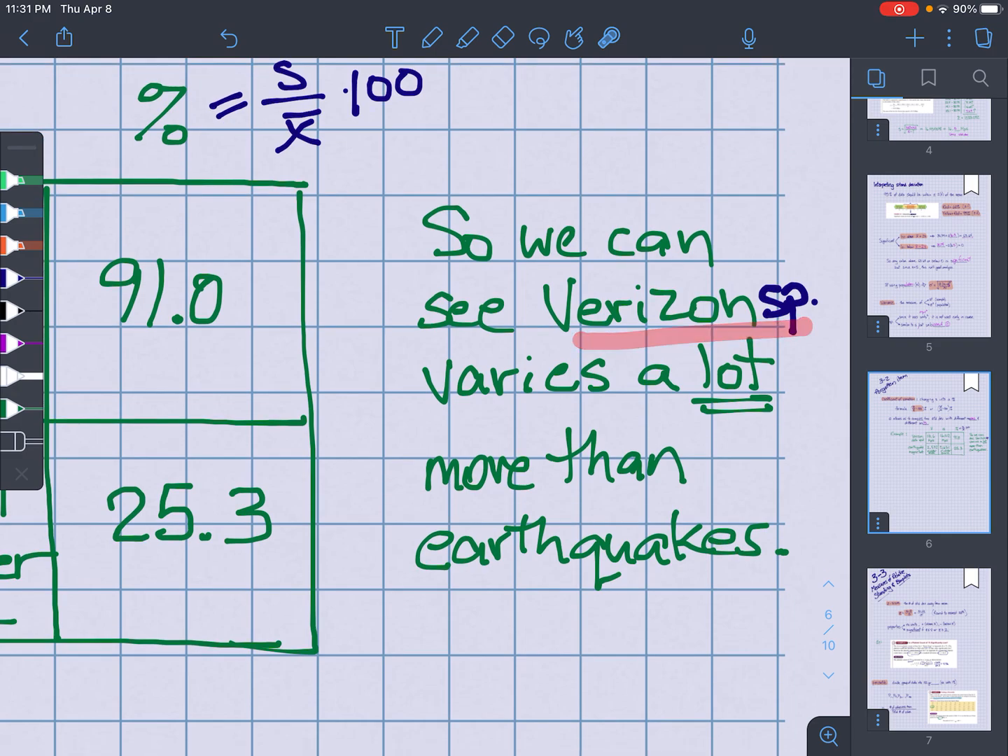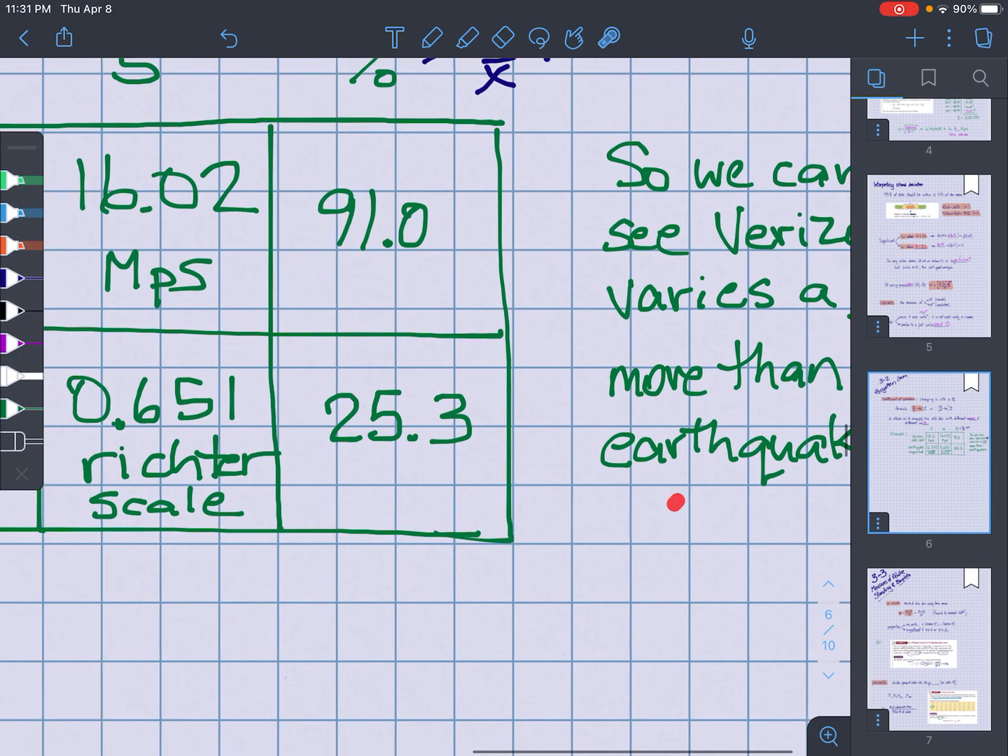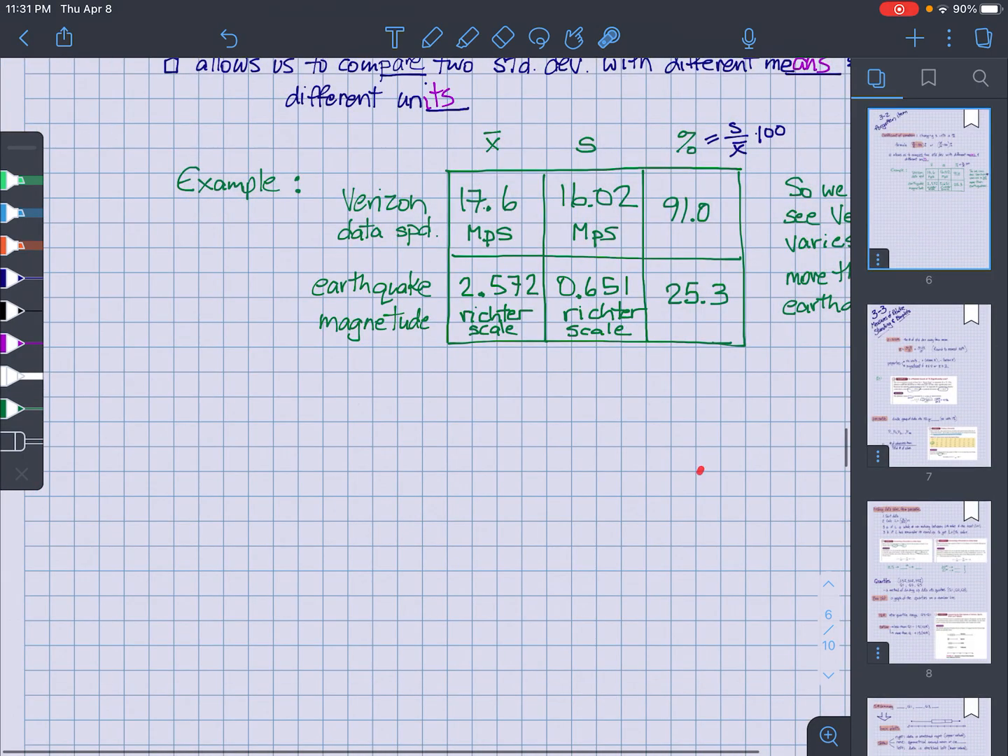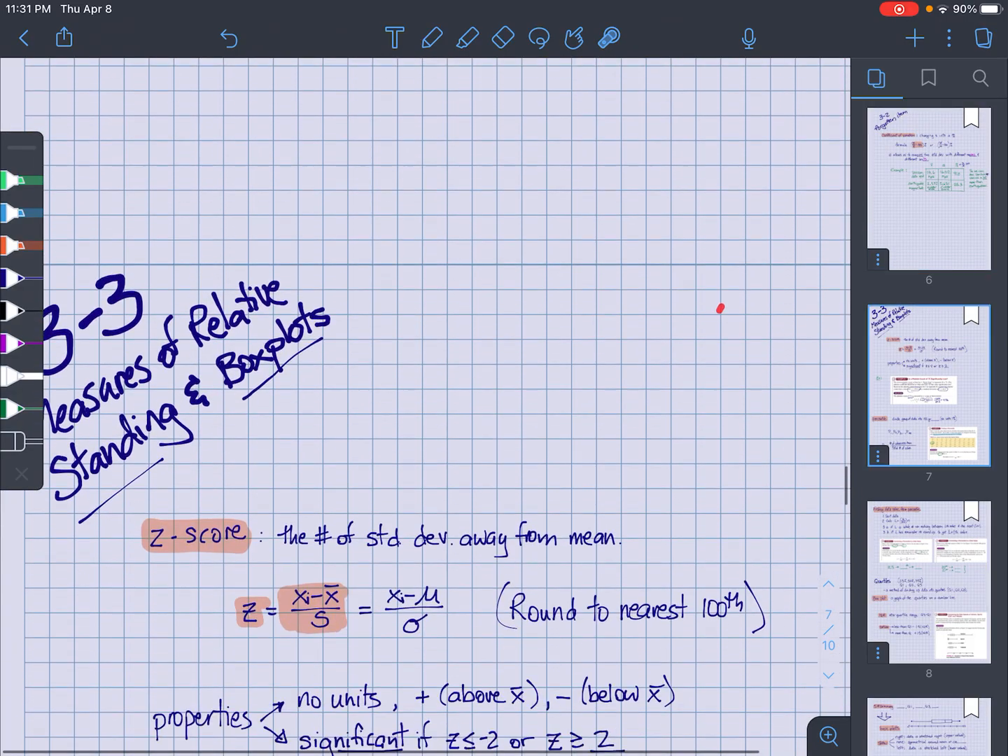And we can see that the Verizon speed varies a ton more, 4 times more, than the earthquake Richter scales. All right? Now again, that doesn't tell me a whole ton, because maybe speeds vary more than earthquakes do. So we have to be careful what we can conclude from here, but it allows at least some sort of apples to apples comparison. All right. Again, coefficient of variation.